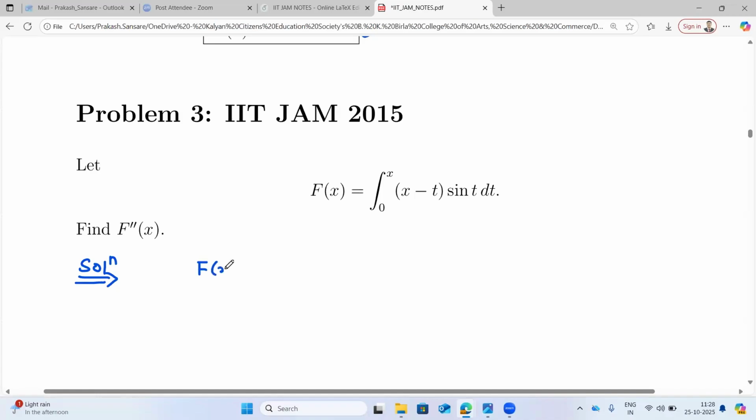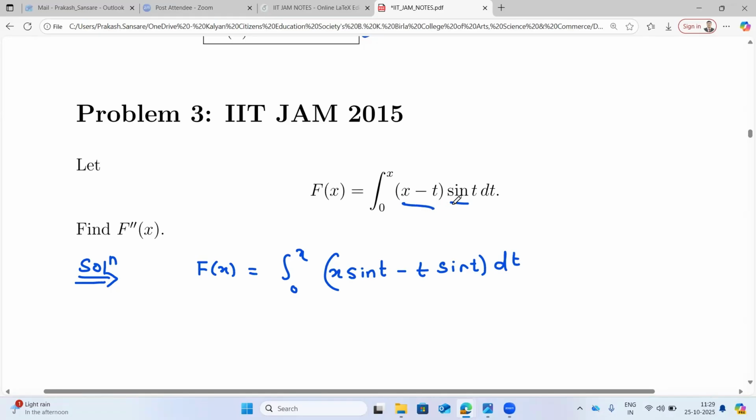So f of x is equal to the integral from 0 to x. I can multiply this inside, so x sine t minus t sine t. Well, this is continuous. This x minus t is a polynomial, sine t is trigonometric. Both are continuous functions, and we know the algebra of continuity. If two functions are continuous, the product has to be continuous. So this x minus t into sine t is continuous.